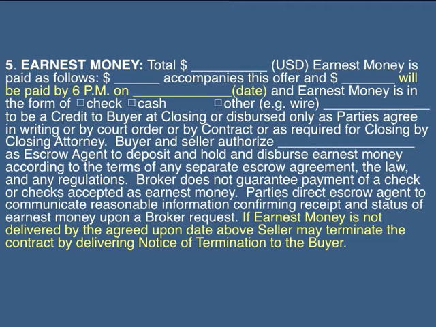And it goes on, the last line, it says, if earnest money is not delivered by the agreed upon date above, the seller may terminate the contract by delivering notice of termination to the buyer. So if the earnest money is not delivered by that date, the seller may terminate the contract by delivering notice of termination to the buyer. Your buyer needs to be told emphatically up front that if they're going to pay the earnest money by a certain date and they do not pay it by that date, the seller has the authority to terminate the contract. They may have a backup contract for a higher price or whatever. The buyer needs to be aware of this.